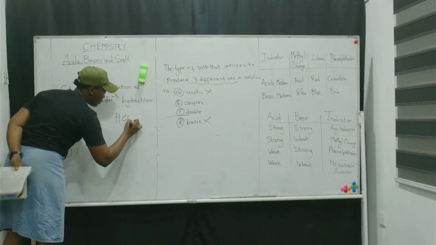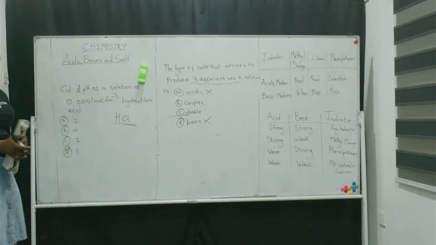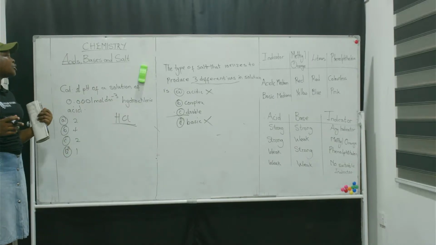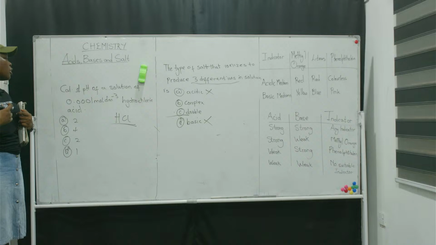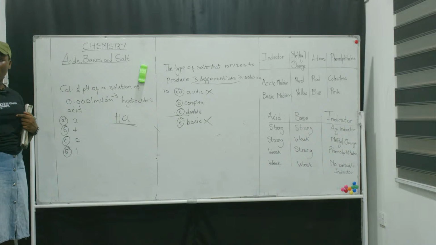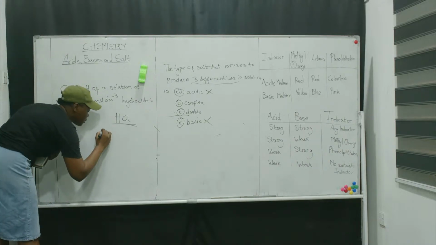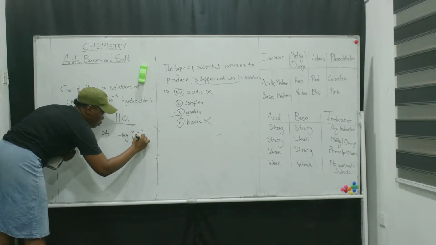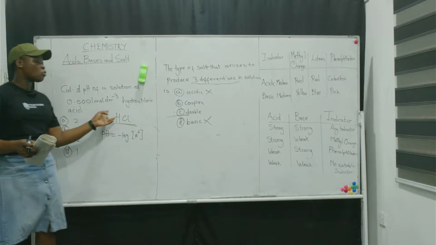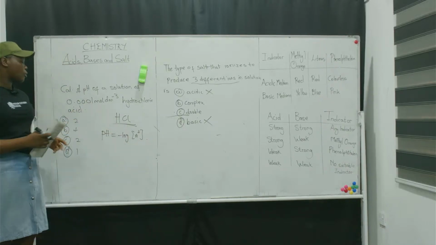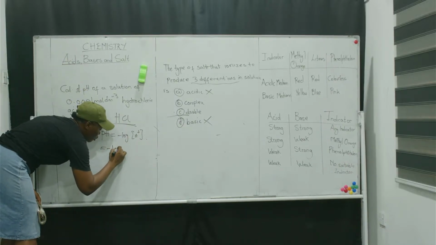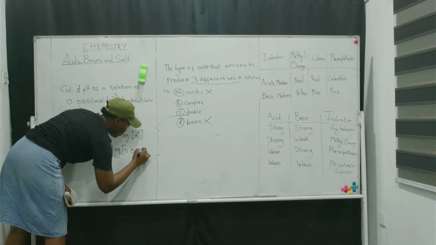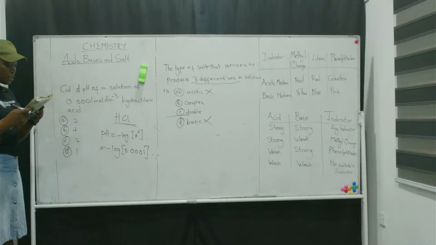Hydrochloric acid is HCl. So I know it only has one replaceable hydrogen ion, right? We are told to calculate the pH of a solution of 0.0001 mole per dm cube. And we know pH is equal to minus log of hydrogen ion concentration. As this is 1, we don't need to multiply this figure. So we just say minus log 0.0001. How many zeros? 3 zeros.